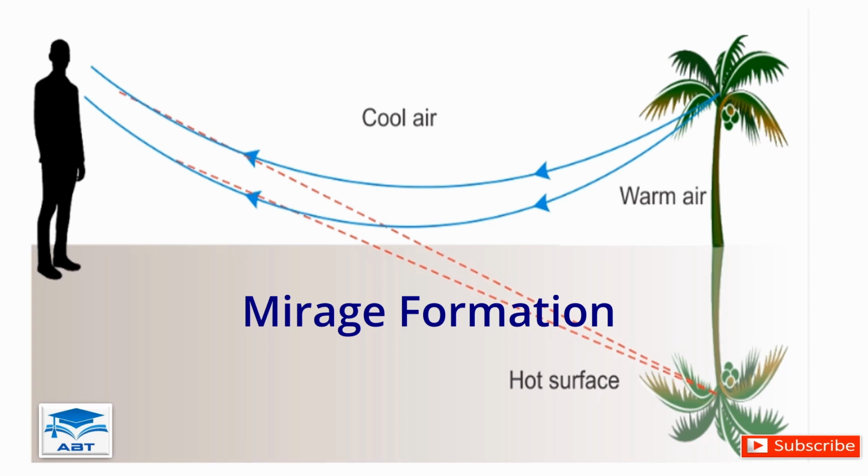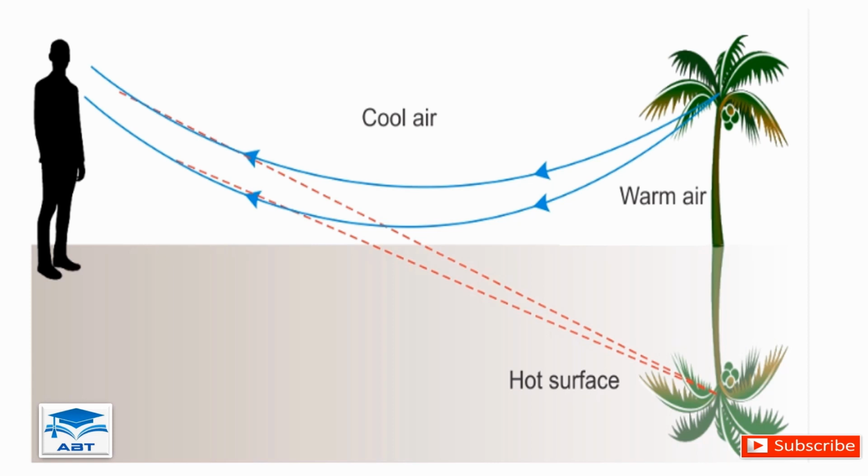Mirage formation. While not a technological application, total internal reflection is responsible for the formation of mirages in nature. When light passes from a medium with a higher refractive index to one with a lower refractive index, such as hot air near the ground to cooler air above, it undergoes total internal reflection, creating the illusion of water or objects in the distance. These are just a few examples of how total internal reflection is utilized in various applications across different fields.